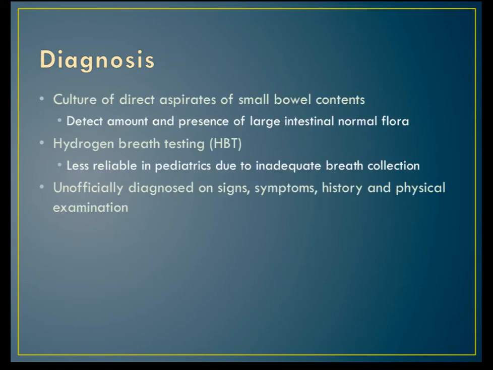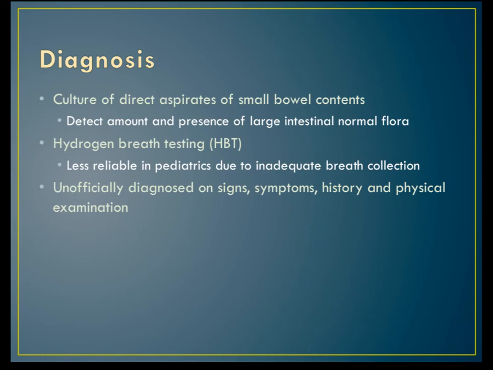There are some official ways to diagnose it, but most commonly we see prescribers just take a thorough past medical history, evaluate the patient and their short bowel syndrome, and do just a trial of antibiotics. However, you can culture the direct aspirates of the small intestinal contents to see if there are any colonic bacteria in there. You can also do the hydrogen breath test, but this is more just for adults.